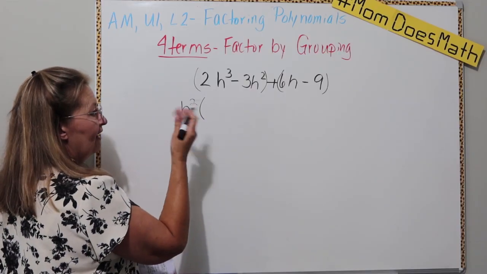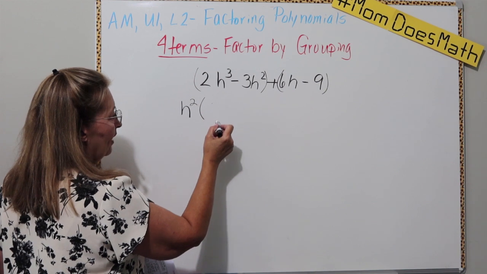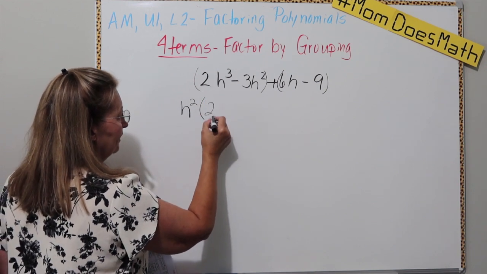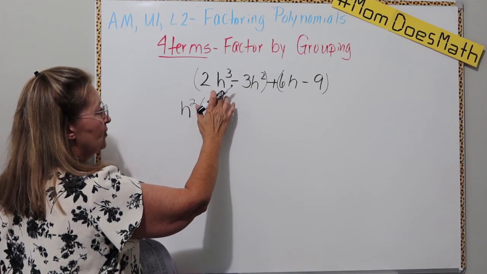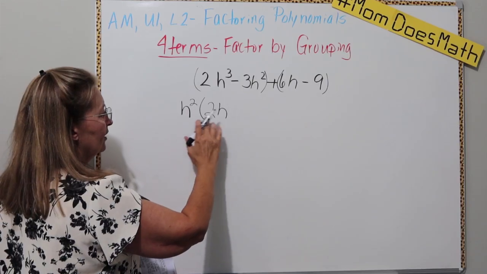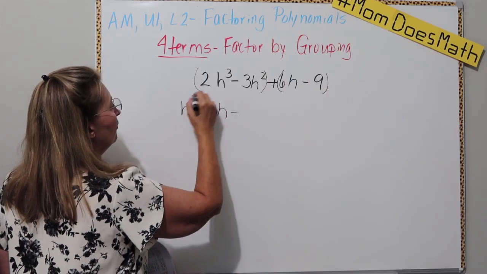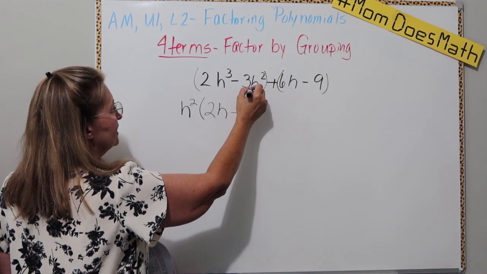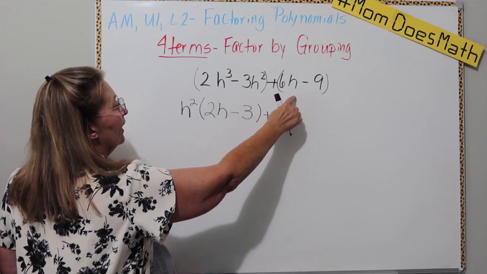Now, like I said, I like to do these backwards. I ask myself, what would I multiply h squared by to get my original back? 2h. You could say, if you divide 2h to the third by h squared, you get this. Either way you want to look at it. Alright, what would I multiply h squared by to get this back? Just the 3.